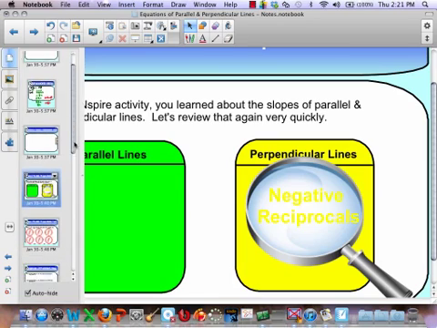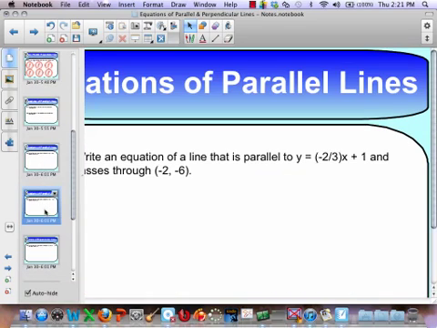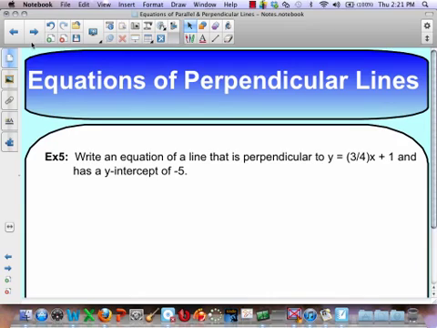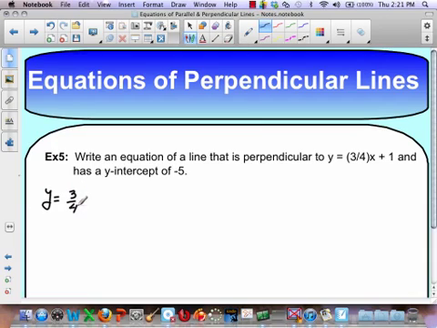So let's take a look at our first example. So here we go. We have our line, and it's 3/4 x plus 1. So that's our given line. And just like on Tuesday, it's really important, if we're looking at parallel versus perpendicular, that we make sure the slopes are the same, or make sure they're negative reciprocals. So it all revolves around the slope.